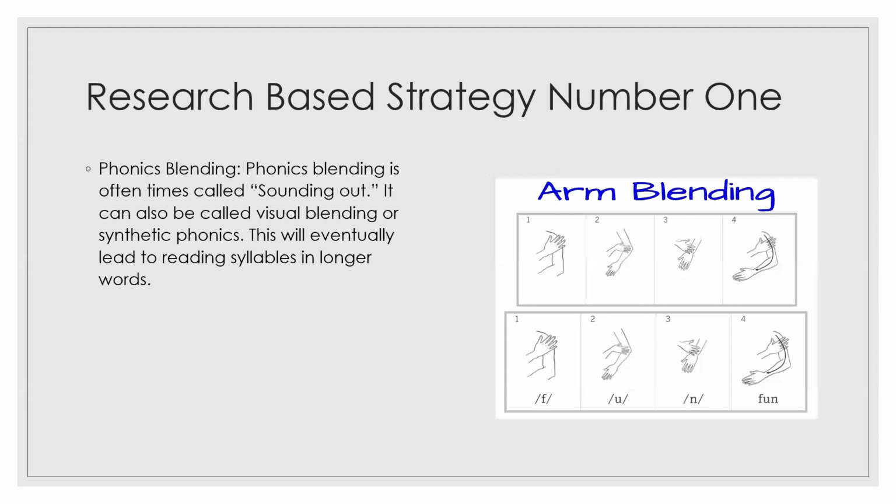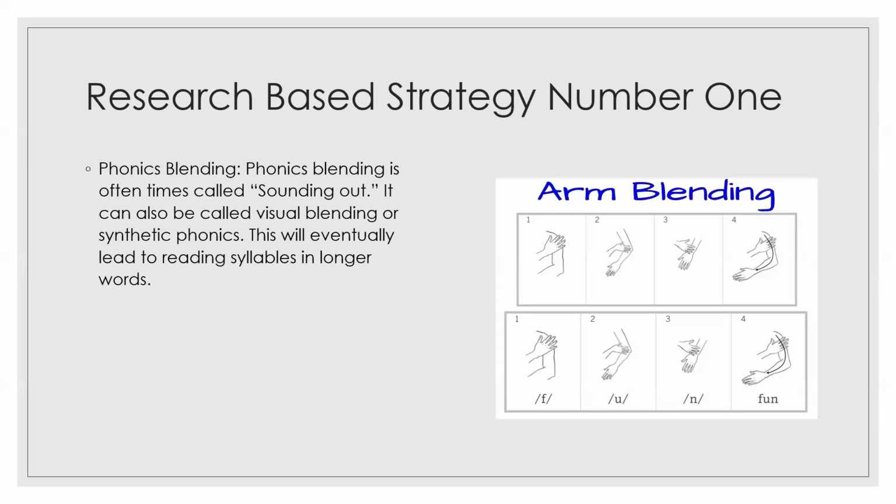So let's talk about a couple of these research-based strategies. The first one we're going to talk about is centered more towards a kindergarten classroom. This is phonics blending. Phonics blending is oftentimes called sounding out. It can also be called visual blending or synthetic phonics. This will eventually lead to reading syllables and longer words.